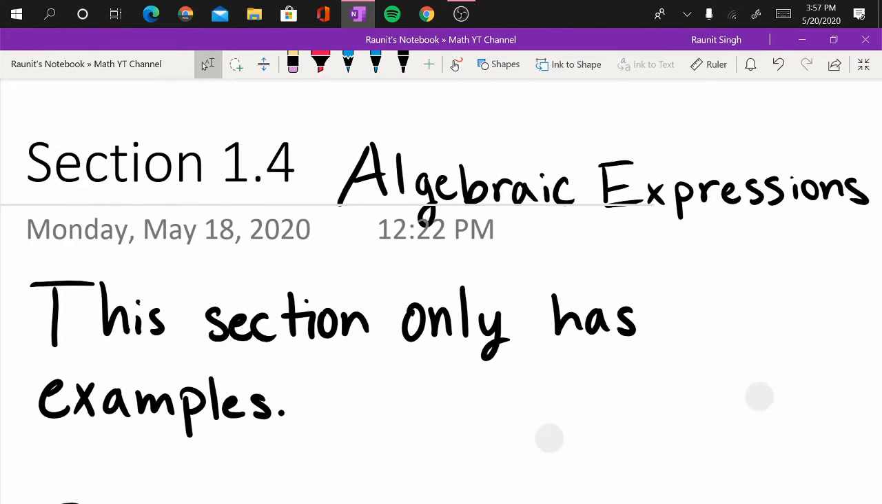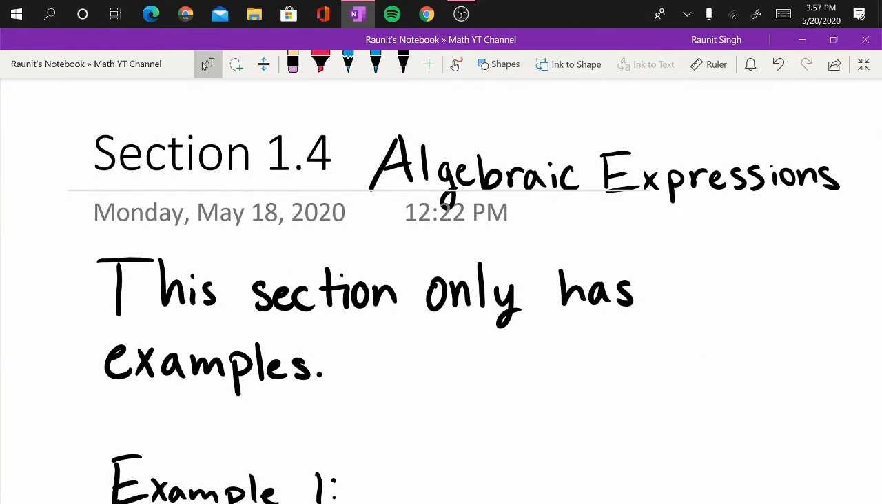So, I'm going to be talking about section 1.4 today, otherwise known as algebraic expressions in the book. Just a disclaimer here, this section only has examples. So, let's get started.